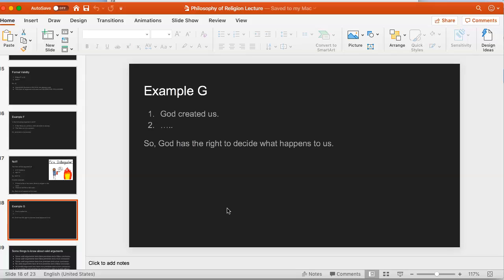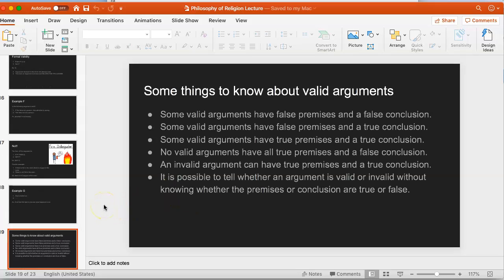So, for example, this one: God created us, so God has the right to decide what happens to us. By itself, this is not valid, but we can make it valid by adding an extra premise. And there are at least two possible premises you could have added. One is you could say simply, if God created us, then God has the right to decide what happens to us. That would make it an example of modus ponens. Or you could say something more general, like if someone creates something, then he or she has the right to decide what happens to it. Both of those would make for a valid argument.